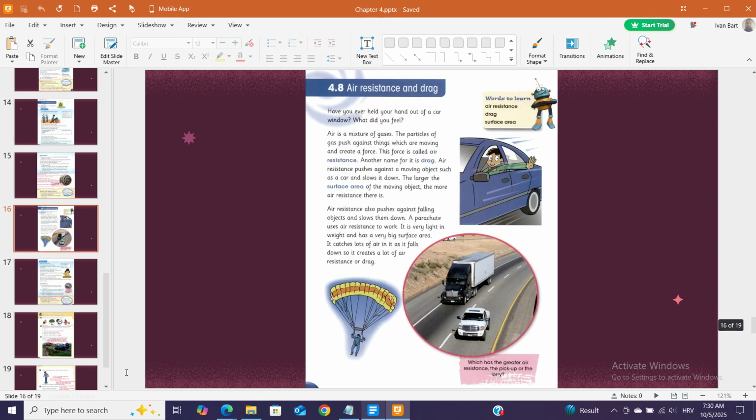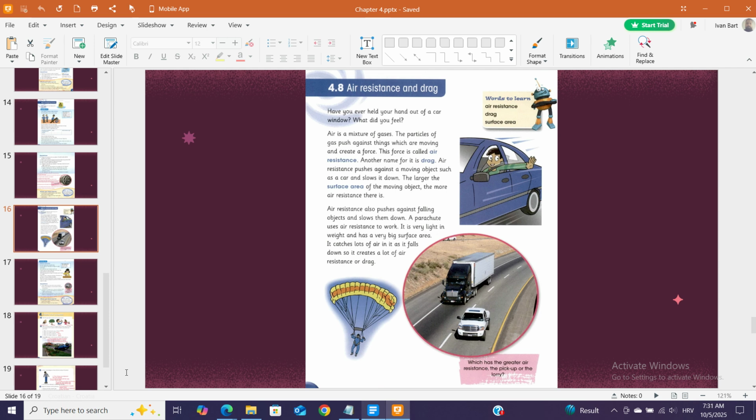4.8 Air resistance and drag. Have you ever held your hand out of a car window? What did you feel? Air is a mixture of gases. The particles of gas push against things which are moving and create a force. This force is called air resistance. Another name for it is drag.